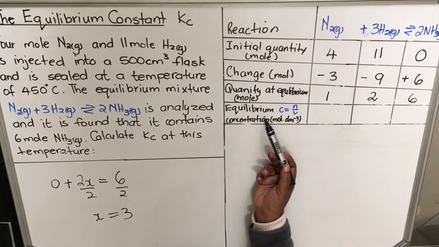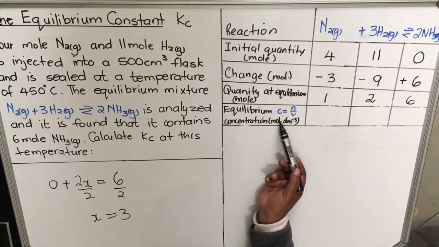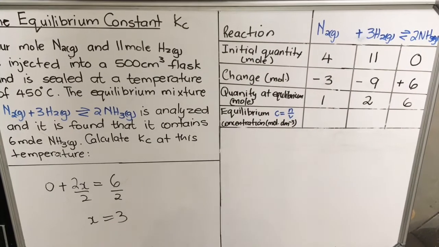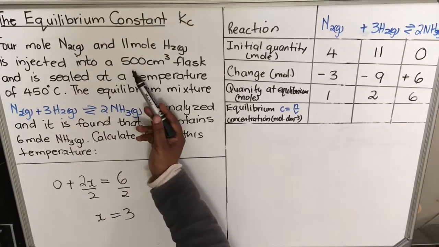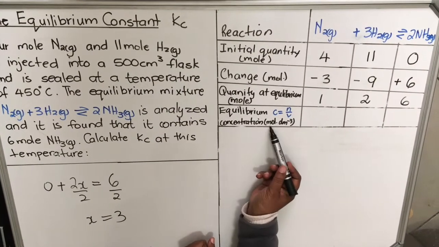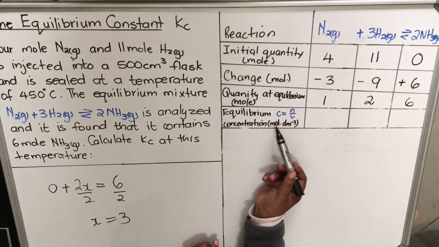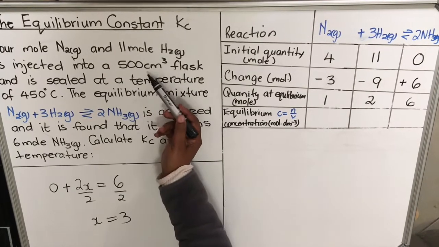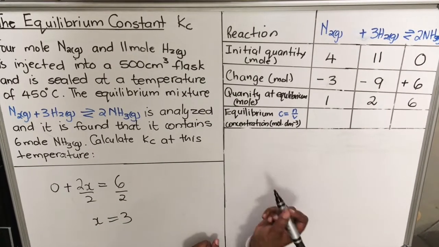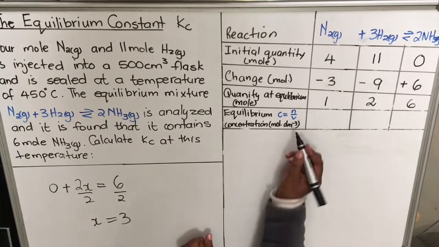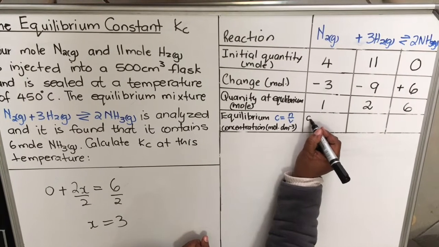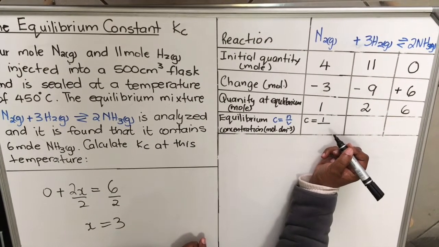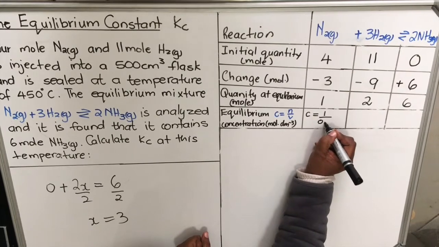But you have to calculate the concentration. This is the formula for concentration: concentration is equal to number of moles over volume. Our volume is 500 centimeter cube, but the unit for concentration is per decimeter cube, so you need to convert centimeter cube to decimeter cube. How do you do that? You divide by 1,000. So the volume is 0.5.